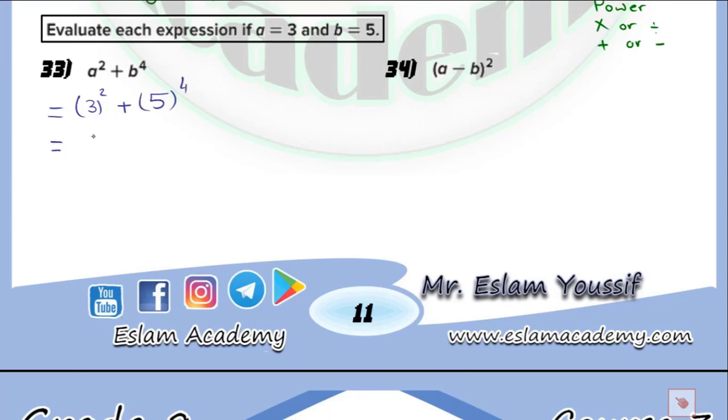Now 3 to the power 2 equals 9. Plus 5 to the power 4 equals 625. By adding the two numbers, you will find that the answer will be equal to 634.